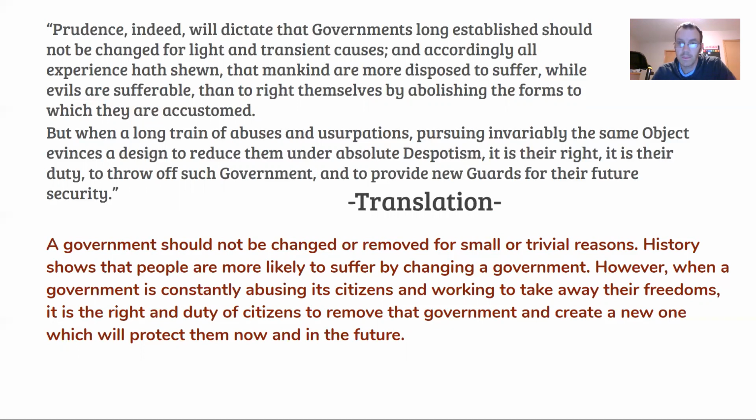So basically they're saying, look, you don't do this for small reasons because it's going to hurt. It's going to be painful going from this old government and now creating our new government. However, if the government you are a part of is abusing you, is not protecting your rights, then it's your right and your duty to get rid of it. You need to remove that government, strip it away, and create a new one that will protect you. And so that's what we see the founding fathers are saying here. We understand this is going to be painful, but we have to do it to protect our rights now and in the future.